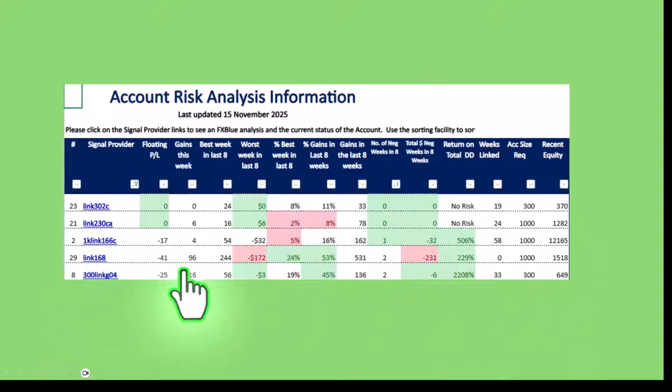Here's another one. Let's have a look at the last one. $300 account that's being traded. It created a 45% gain in the last 8 weeks. Only two weeks were negative, and look how small the drawdown was in those 2 weeks. That drawdown there is not too bad. It's under 10% for a grid type of account, so not bad at all. And so this is how you look at these accounts.